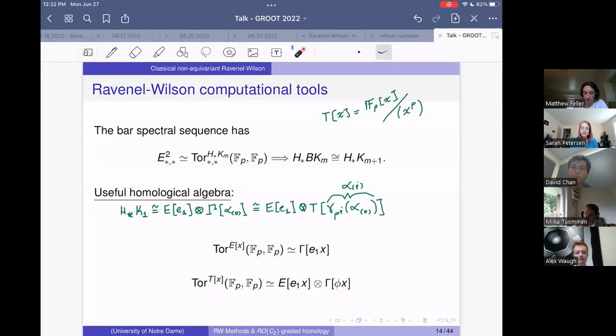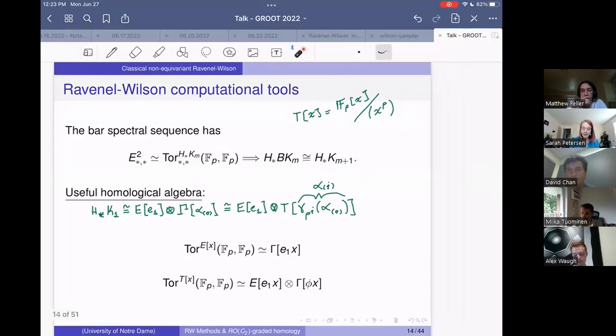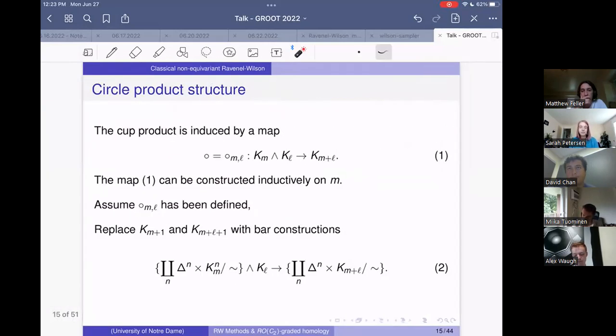So what all of this means is, given the homology of the nth space, we can at least write down the E2 page of a spectral sequence computing the next space. So that's great, but clearly doesn't allow us to finish the computation. But there's some tools we haven't used yet. Namely, we haven't used the circle product structure. And this circle product is induced by this map on the spaces. And this map can be defined very explicitly on M.